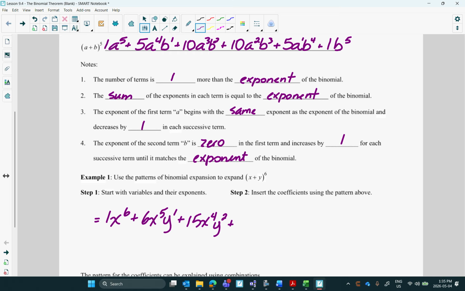plus 20 x to the third, y to the third, plus 15 x squared, y to the fourth, plus 6 x to the first, y to the fifth, and then plus 1 y to the 6th.